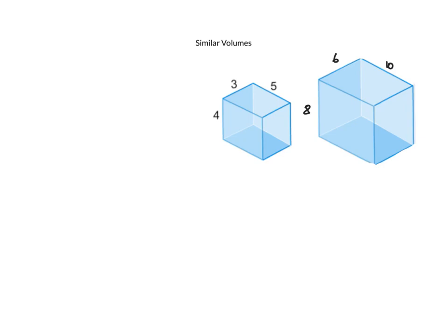This is the last video on similar shapes. I'm going to deal with similar volumes. We have two cuboids here which are similar, so I'm going to work out the length scale factor, enlargement. We can take any two sides.